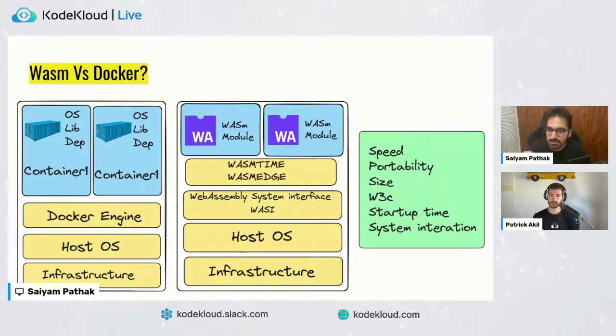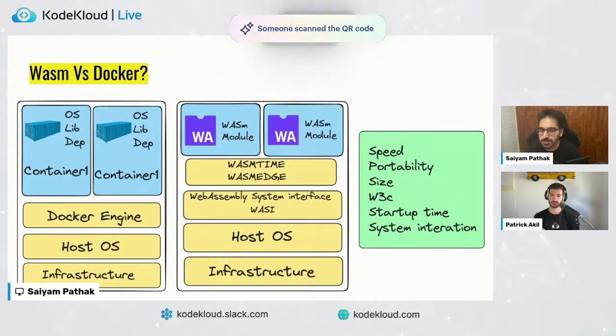So after this, you can see speed obviously is fast, portability is obviously better. When we talk about the WebAssembly module, size is obviously less with respect to the Docker image that gets built. It's a W3C standard. Startup times are pretty good. System interaction, and also the security. So security, Docker containers are not secured by default, but WebAssembly modules definitely are. They run in a hard sandbox environment. Very difficult to break into the WebAssembly module.